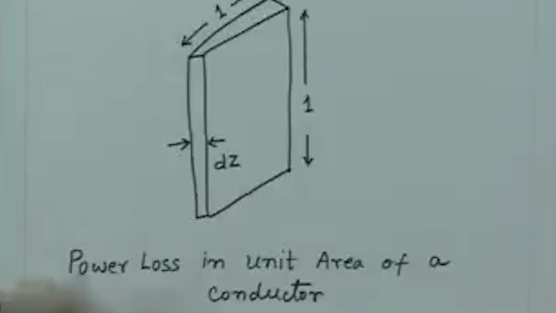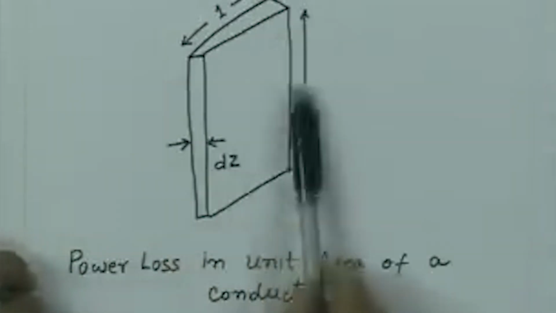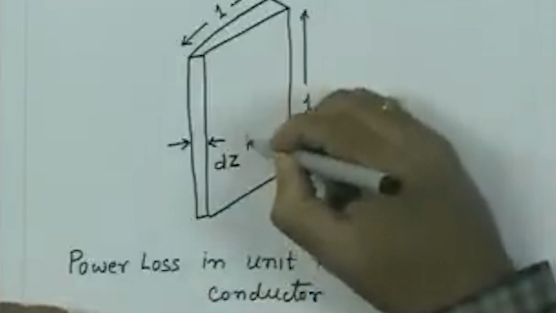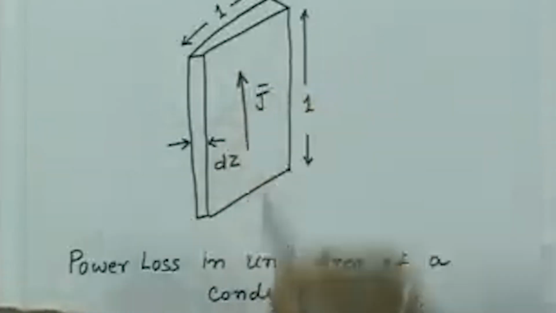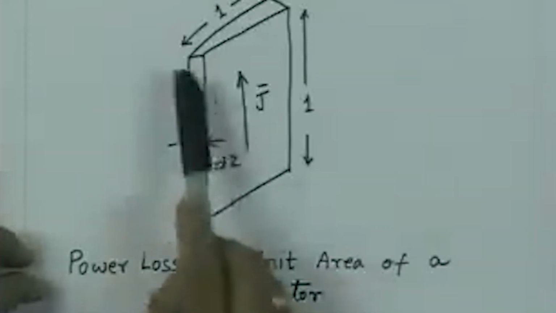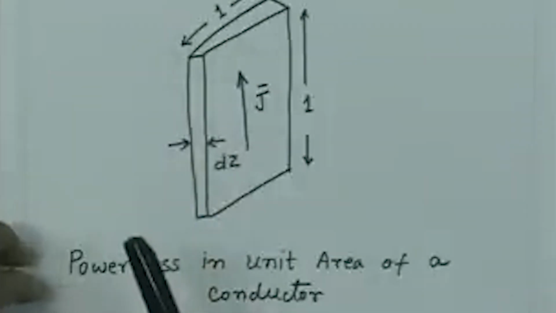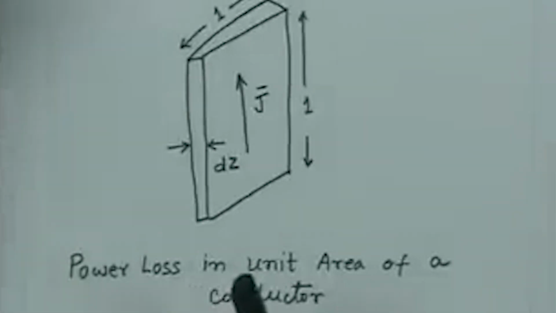The idea is very simple. Essentially, you find out the resistance of this slab, which is a thin slab of thickness dz and area 1, and the current in this is flowing in this direction, which is J. From here I can find out the current flowing in this slab, and then from there the power loss, which is the I square R loss inside this slab, and then I integrate over the depth to get the total power lost in the conductor.